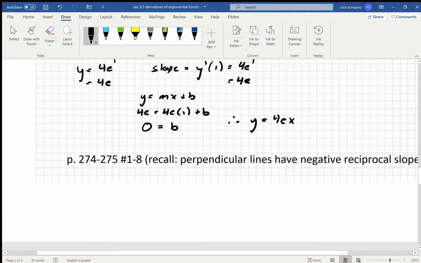Now here's your assigned work. One of the questions is going to talk about determining the equation of a line that's perpendicular to the tangent. Remember, perpendicular lines have negative reciprocal slopes. Enjoy.